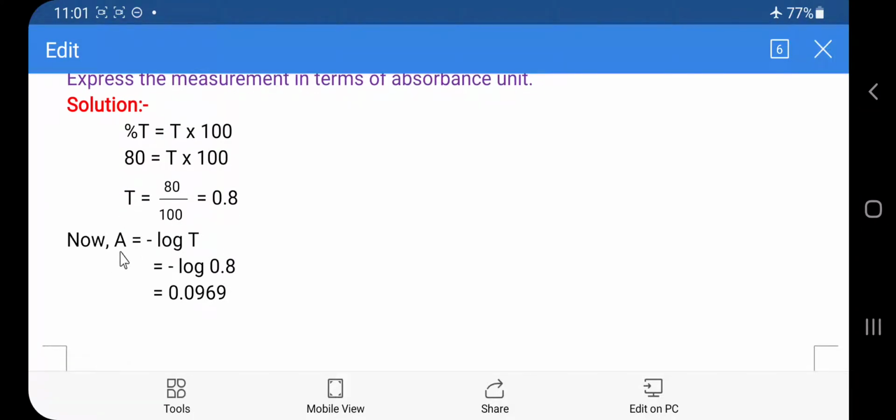So here as per definition, A is equal to minus log of T. Just by substituting the value of T here, we can find out the value of A.